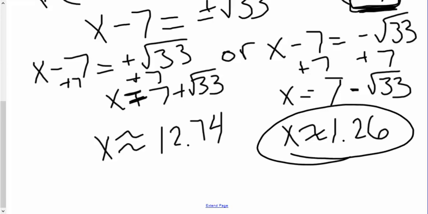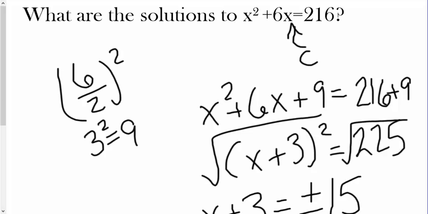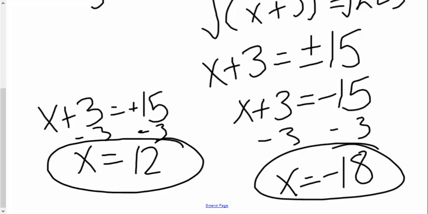So that would be our two solutions. Those would be our two roots. That would be where they both cross the x-axis. They're going to cross at 12.74 and 1.26. So in this previous example, we could kind of see we'd probably be able to do that by ourselves, right?